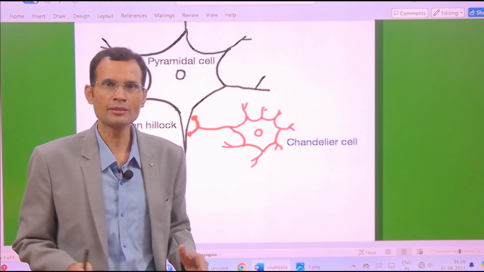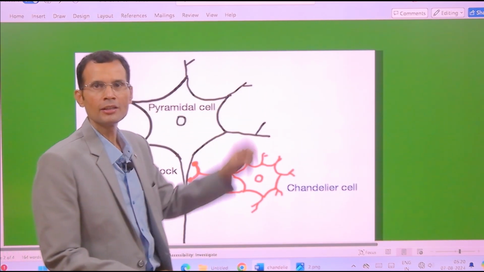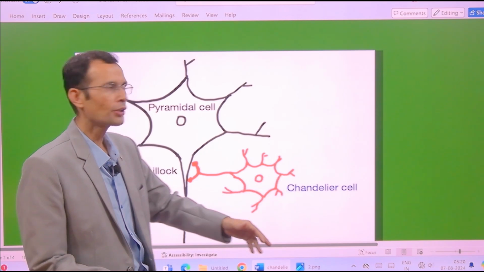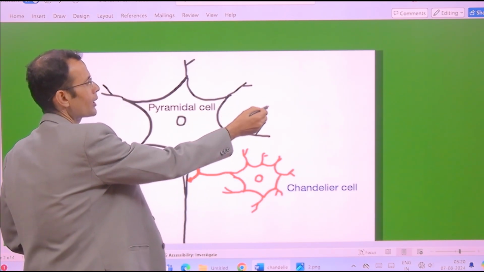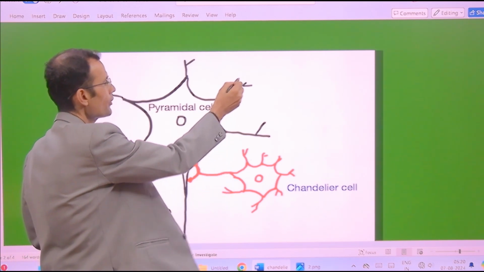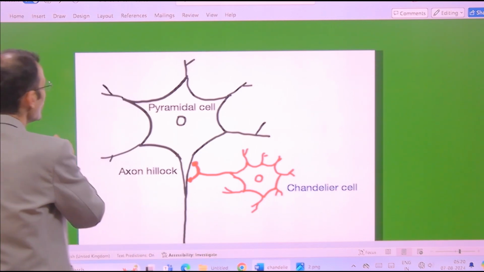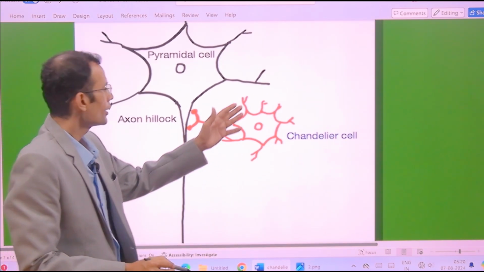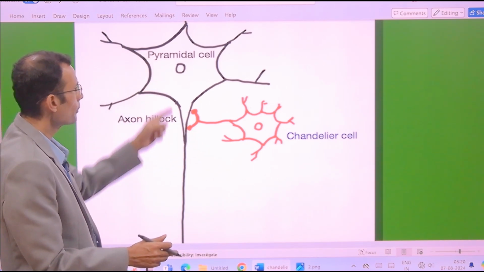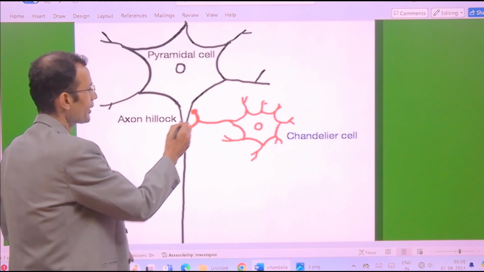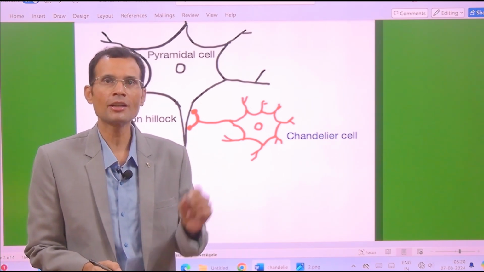If you know the synapses, most common synapses are either axodendritic, meaning the axon of the first neuron ending on the dendrite of the next neuron, or axosomatic, the axon ending on the cell soma. So dendrite, soma, this is where the neurons end and make synaptic contact. This is very unique. The chandelier cell makes a synaptic contact with the pyramidal cell, but where? At the axon hillock, where the first action potential is generated and propagated.